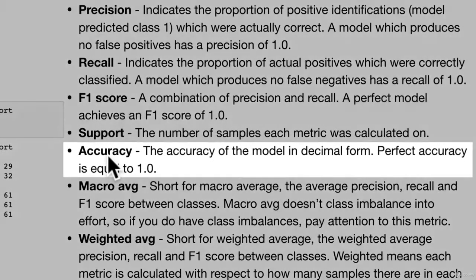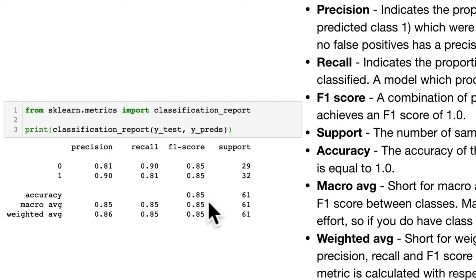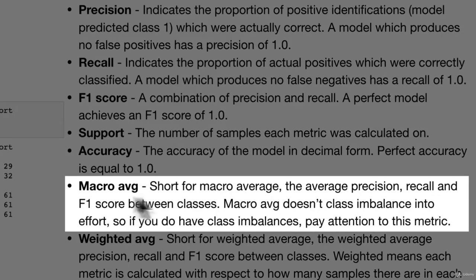Now, accuracy, we've seen that before. This is just the accuracy of the model in decimal form. Perfect accuracy is 1.0, aka our model is making predictions right 100% of the time if its accuracy is 1.0. Then we have a look at macro average. Now, what is that? It's short for macro average, as you may have guessed. So it's the average precision, recall, and F1 scores between classes. Now, the key here is macro average doesn't take class imbalance into account. So if you do have class imbalances, pay attention to this metric.